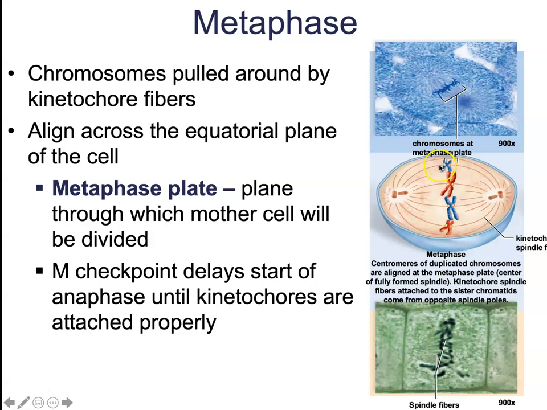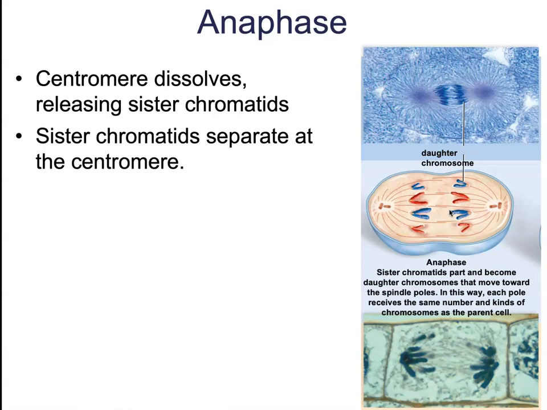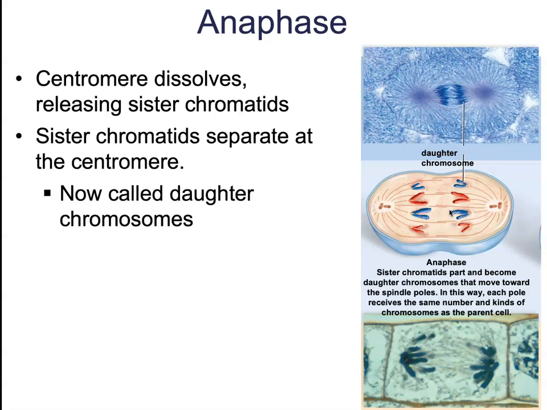We're checking to make sure that we have properly attached these spindle fibers to the kinetochores before we begin our next stage, which will be the division of those chromatids. The division of those chromatids is also known as anaphase. During anaphase, the centromere is going to dissolve. We're going to release those sister chromatids, and as soon as they separate, they are now called daughter chromosomes. So when they were attached, they were sisters. Now that we have separated, they are now daughters.